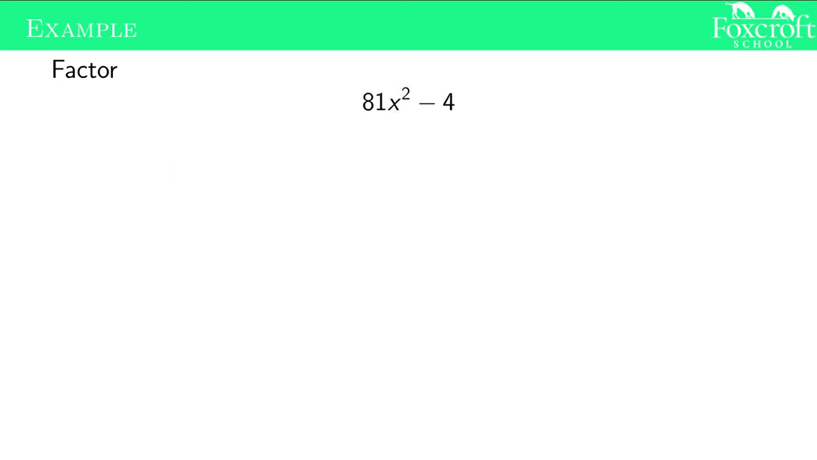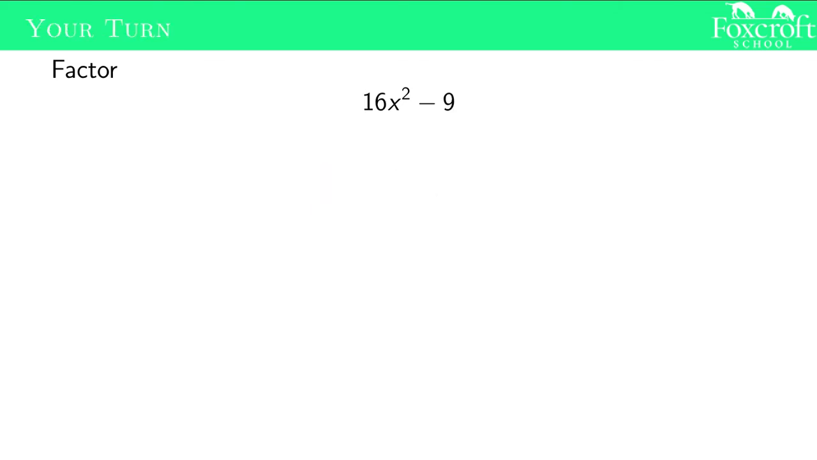All right, one more example. 81x squared minus 4. Again, the kind of thing to check, there's a difference. Are both of these things perfect squares? Well, it turns out 81 is 9 times 9 and 4 is 2 times 2. All right, so once I recognize these things are perfect squares, I can factor them like this. Again, I'm going to keep mentioning one's a minus sign, one's a plus sign.